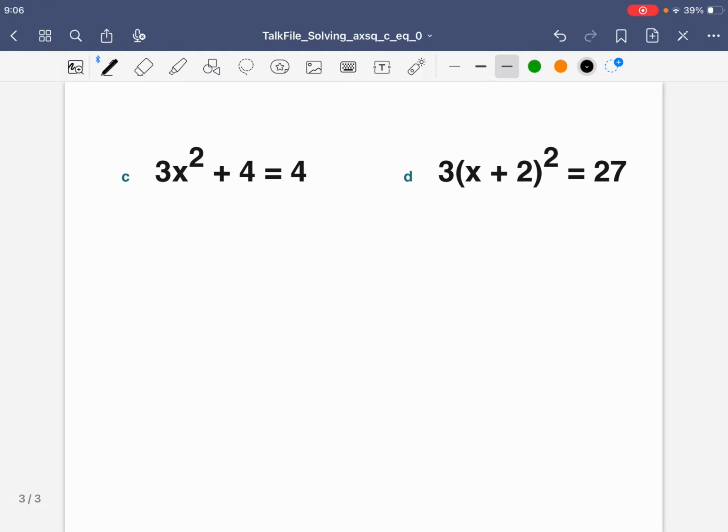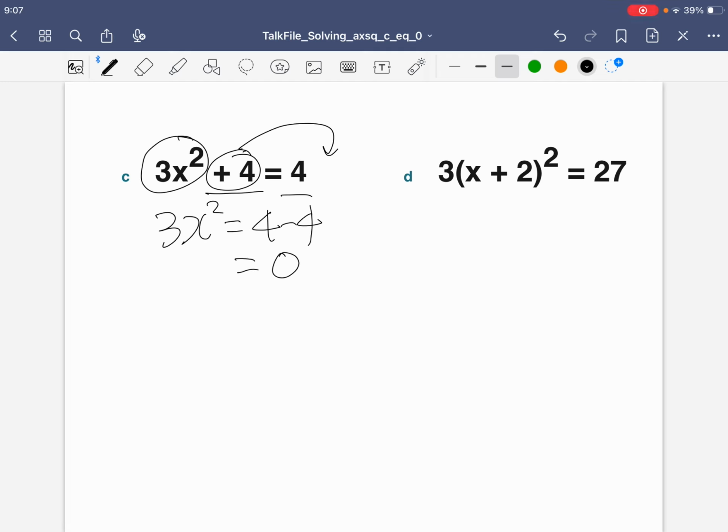Next one. 3x squared plus 4 equals 4. Like I said, the aim is to make x the subject. So take away 4 on both sides, then you get 3x squared equals 4 minus 4, so you get 0. Divide both sides by 3. Still 0. So now what? x squared equals 0.